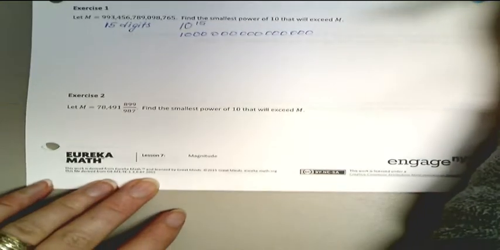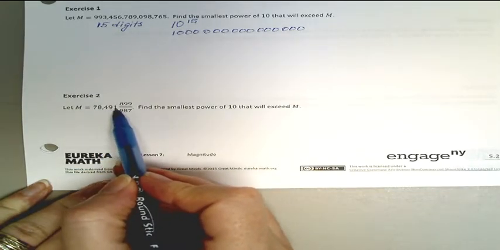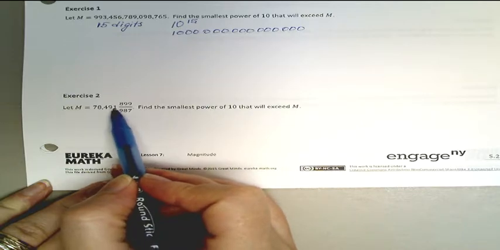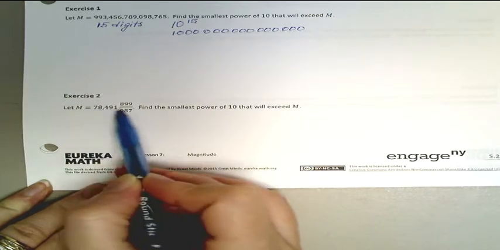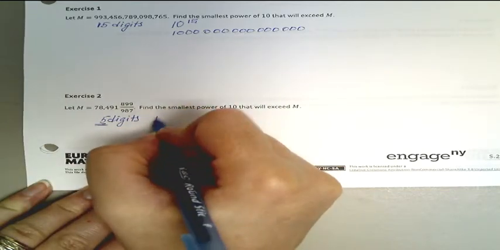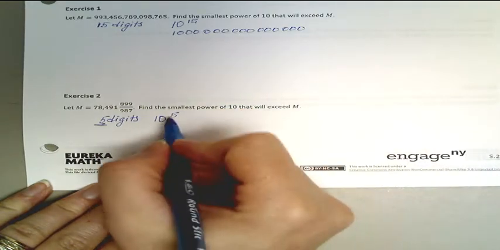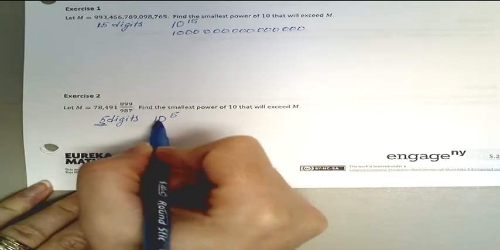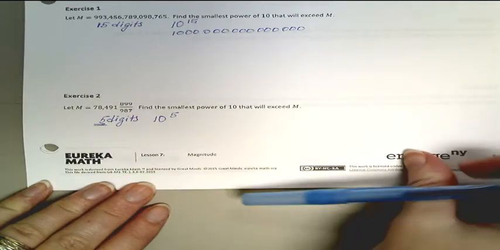Let's look at exercise 2. Here we have a mixed number. And that mixed number really has 1, 2, 3, 4, 5 digits, because the fraction is part of that 5-digit number. The next number after 1 will be 2, and it's still a 5-digit number. The smallest power of 10 will be 10 to the 5th power, because then it will have 5 zeros and 1 more. So you will get a 6-digit number, and that is the first one that you will see that will exceed this number. Okay? All right. So let's take a look at the next one.